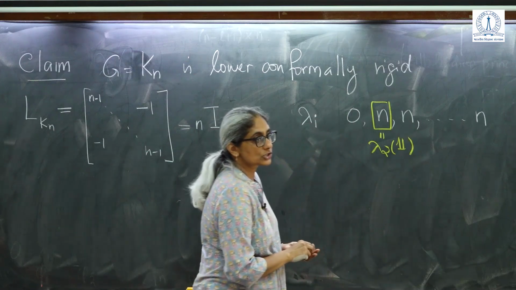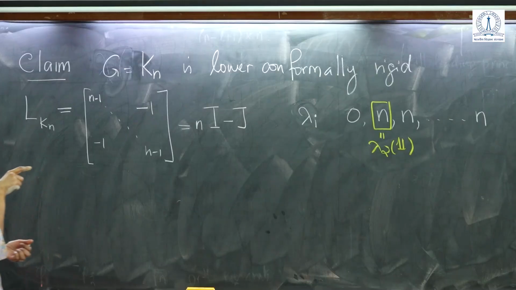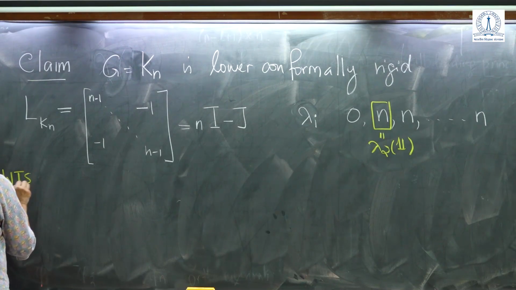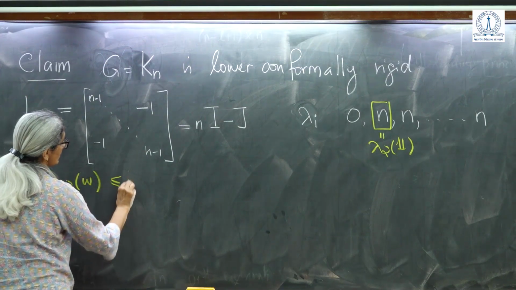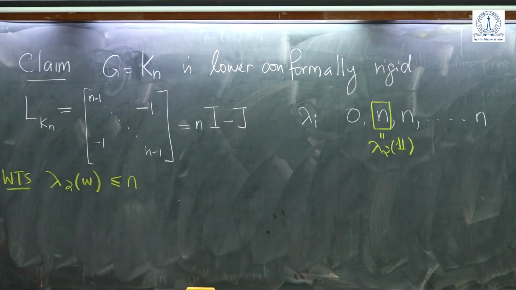Okay? So what we need to show is that no weight can have a lambda 2 that is bigger than n. So we want to show that lambda 2 of any other weight is less than or equal to n. Right? n is the second eigenvalue of the complete graph Laplacian. And I want to argue that if I change the weights on the complete graph, lambda 2 will not go over n. Everybody okay with this? Okay, so that is what we need to show.